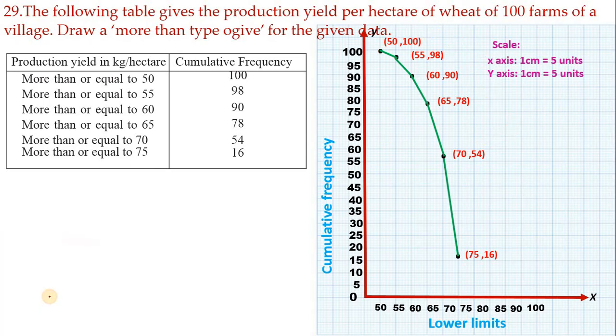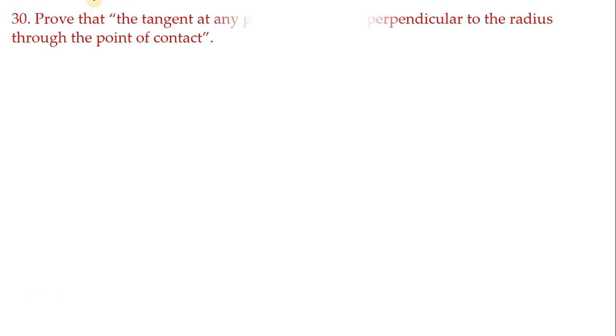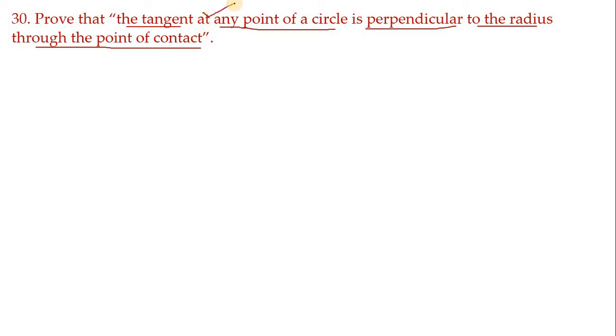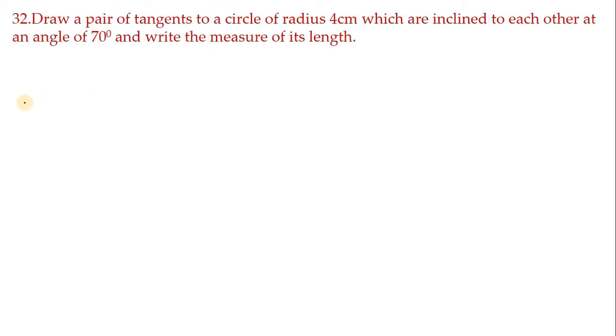Next, let us move on to the another problem, children. So 30th, prove that the tangent at any point of a circle is perpendicular to the radius through the point of contact. This is the first theorem of circle chapter, children. So this theorem already I have explained. So under this video in the description box, I'll provide the link of this theorem. You can click on that link and you can watch this theorem if you have not learned. If you have, well and good. So next, let us move on to the another problem, children.